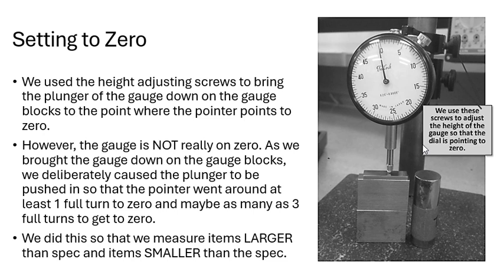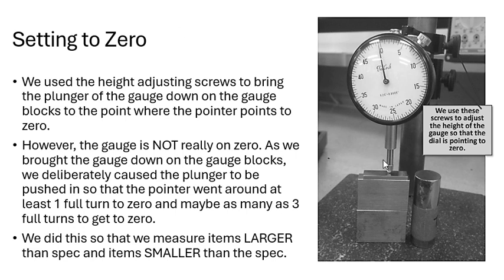So how are we going to set it to 0? We're going to use the height adjusting screw here. We can see this little screw here. I'm going to adjust the height of the gauge so that the dial points to 0 right here. The adjusting screw is very important to set the pointer to 0.